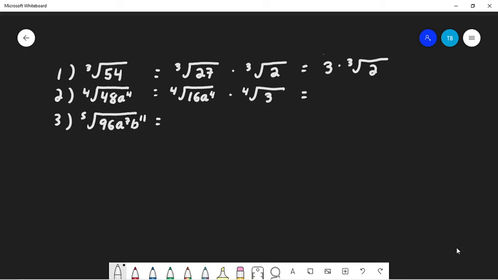Well, the fourth root of 16 is 2. And the fourth root of a to the fourth, we would just divide the exponent by the fourth root. So 4 divided by 4 is just 1. So it'd be a to the first, or just a.